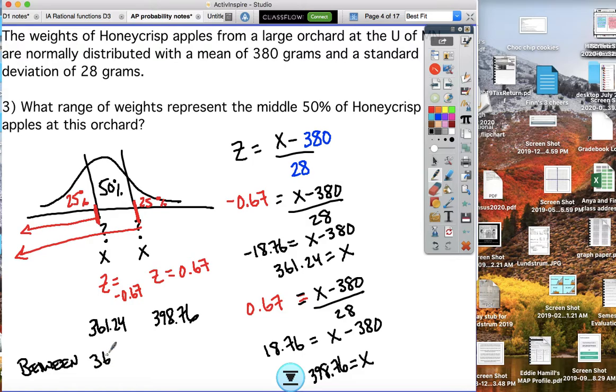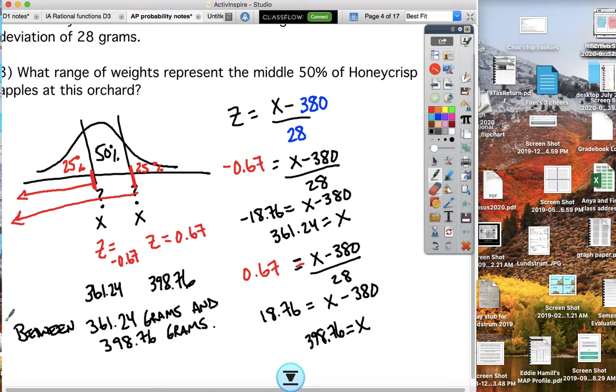Between 361.24 grams and 398.76 grams. Okay, that would be a good way to write out that answer.